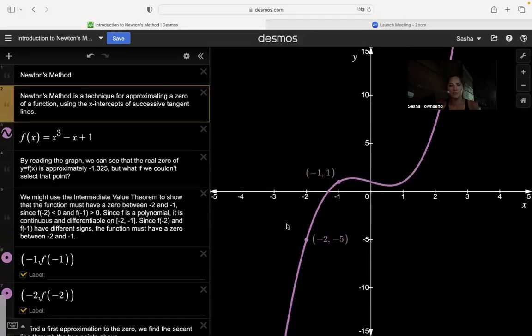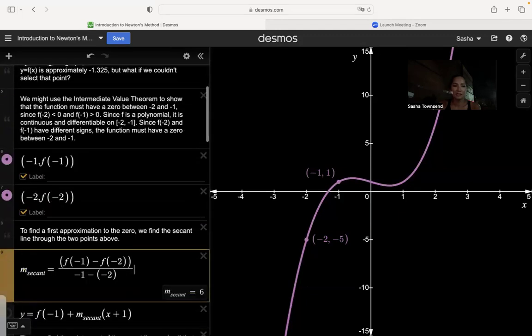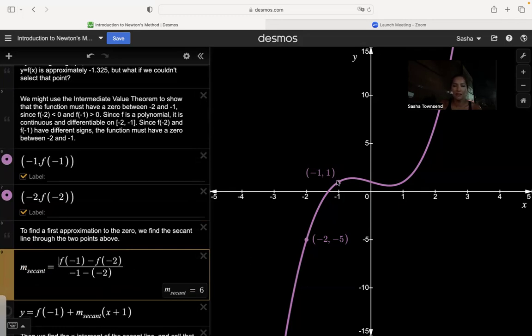The first thing that we would do to find that 0 is draw the secant line through these 2 points. And the secant line is relatively easy to find. The slope of the secant is f of -1 minus f of -2. So we're going to have 1 minus -5, so that's going to be 6, divided by -1 minus -2. So -1 minus -2 is 1. So you have 6 divided by 1, which is 6. So the slope of the secant is 6.